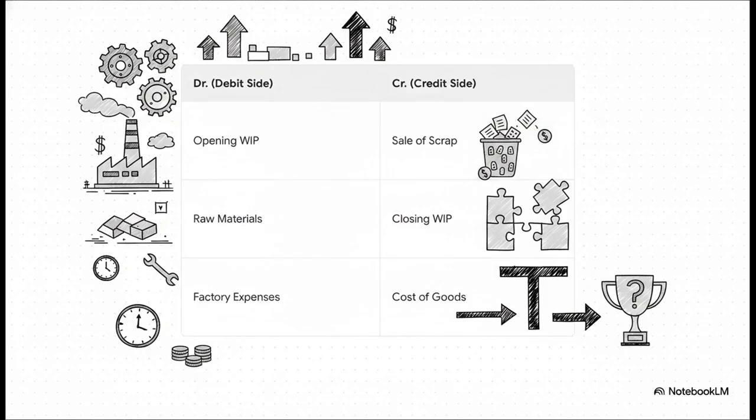Then, on the right side, the credit or CR side, we have our offsets. This is your sale of scrap and your closing work in progress. When you tally up the left side and subtract those credits on the right, you hit the jackpot. It all culminates in the cost of goods produced. That is your ultimate balancing figure sitting right there on the credit side.